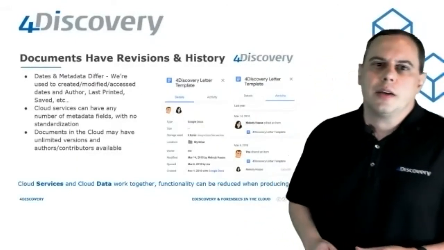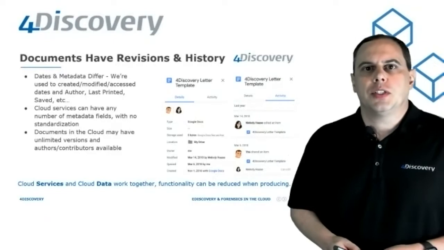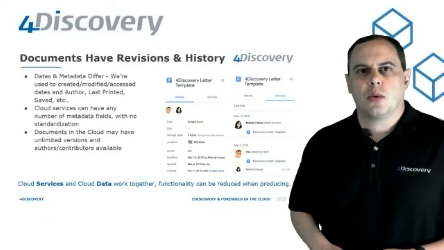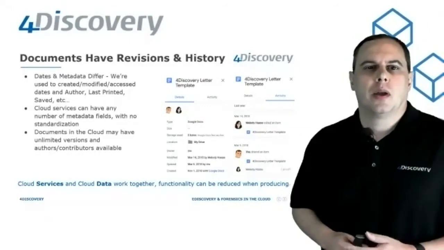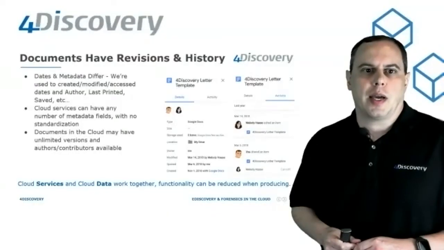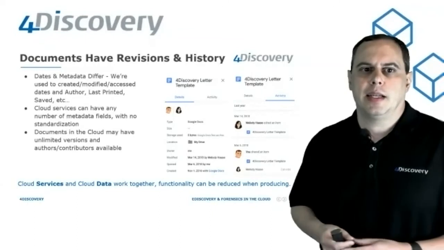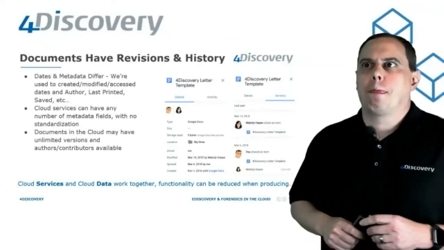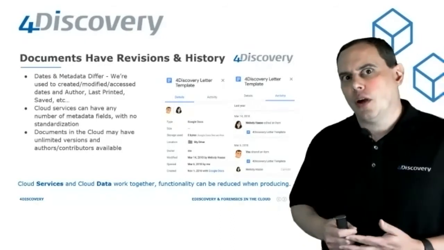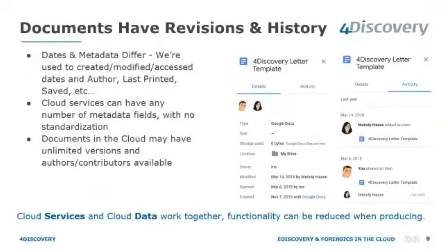Documents in the cloud have versions and revision history and sharing capabilities that we're not used to with a typical Word document that's stored on our computer. We're used to certain things in a Word document: created dates, modified dates, authors, last printed. When you're dealing with a cloud document, you might say, who's the author of that document? And it would be at what point in time, because multiple people can go in there and revise it and edit it. And all the metadata is different.